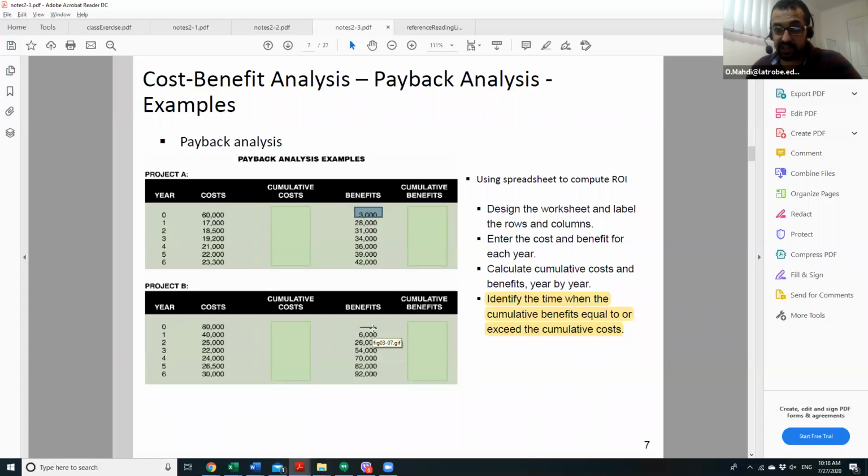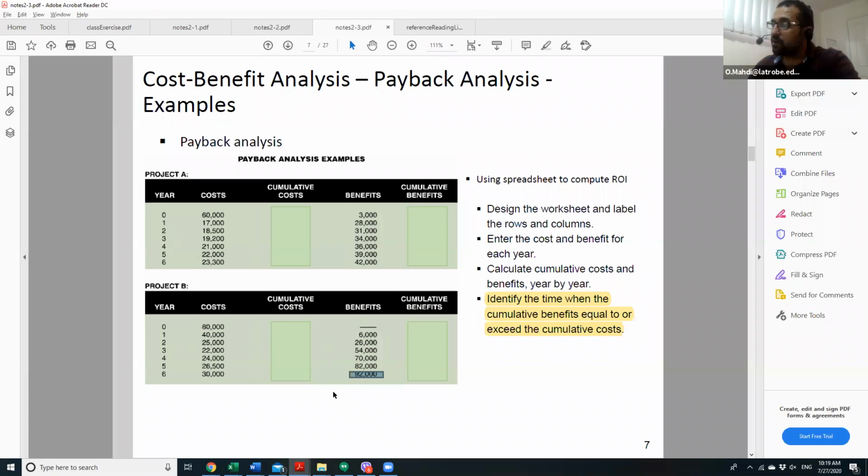At the same time for project B, the initial cost is 80,000, but in the first year you got nothing, zero. There are no benefits in the first year. But look at the second year, it became 6,000. Look at the third year, 26,000. Look at the fourth year, 54,000. All right, and then in year seven, it becomes 92,000. So the benefits are always going up.